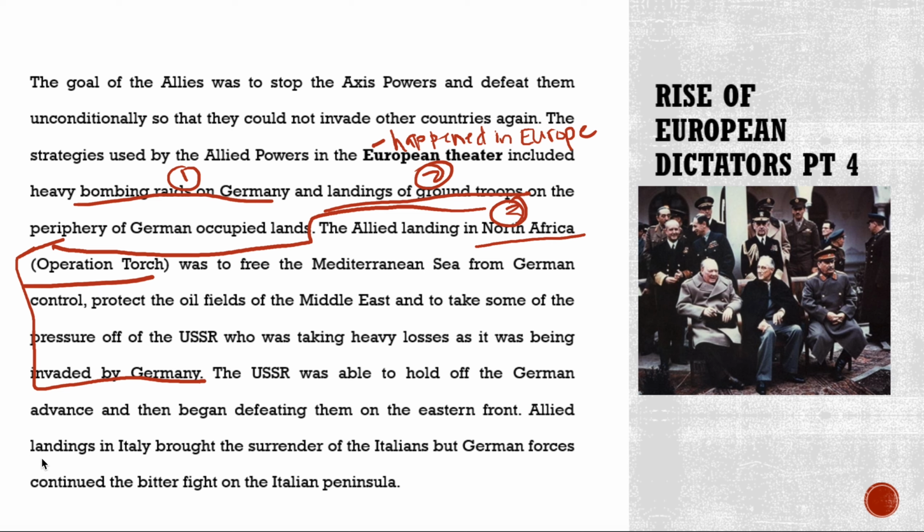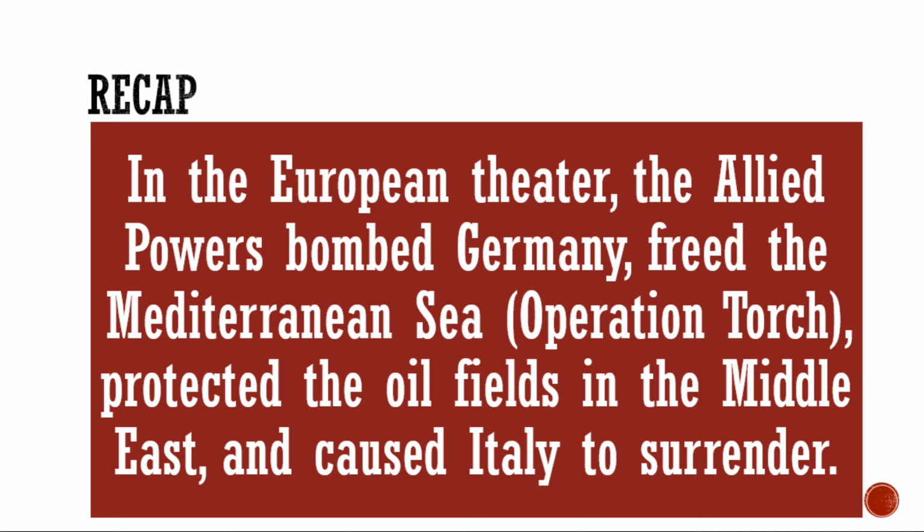Allied landings in Italy, which is our fourth, brought the surrender of the Italians, but German forces continued to bitterly fight in the Italian peninsula. You do need to know that Italy surrendered way before Germany did. In the European theater, the Allied powers bombed Germany, freed the Mediterranean Sea with Operation Torch, protected the oil fields in the Middle East, and caused Italy to surrender.